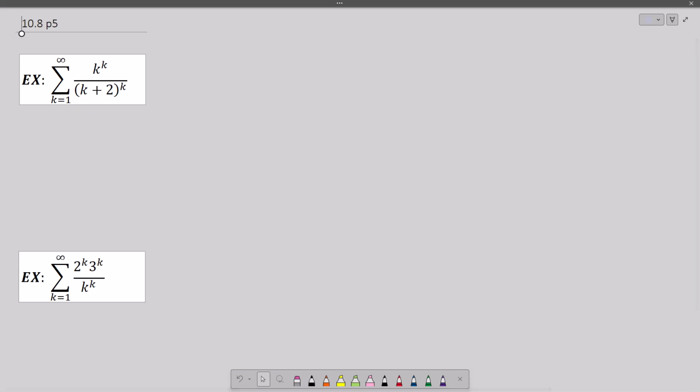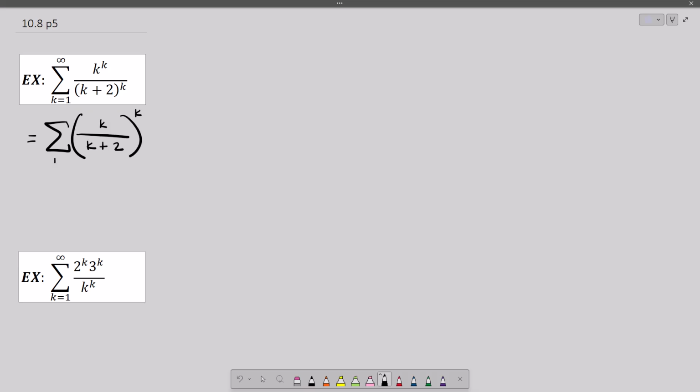The radical test. The root test. So the root test here, we could rewrite this once if we care to. We could write this as k divided by k plus 2 all to the k.